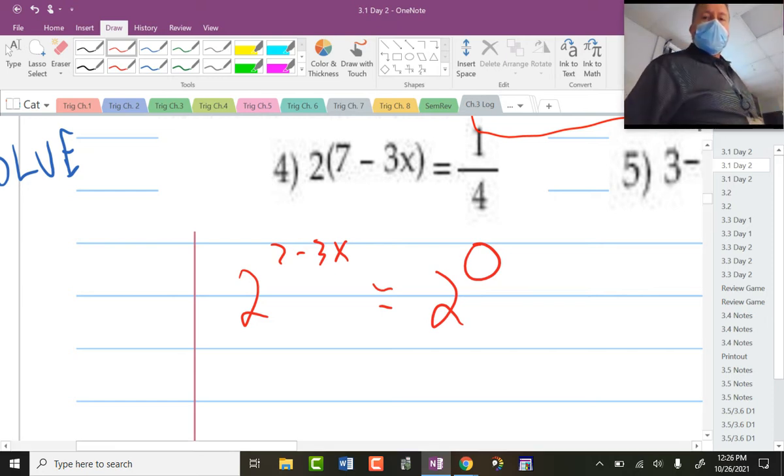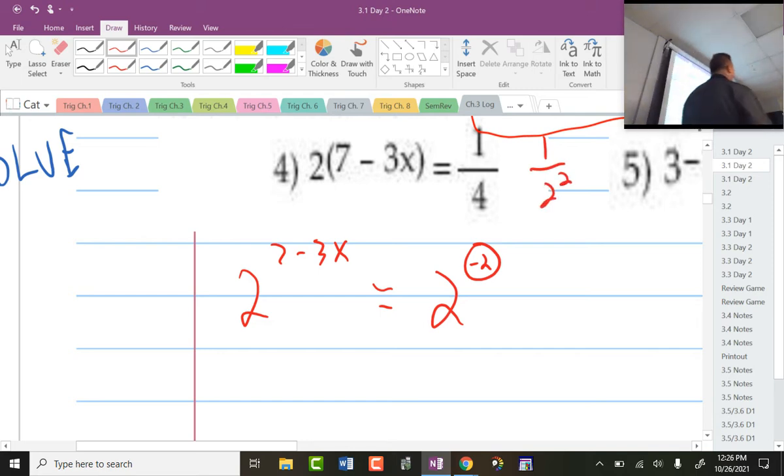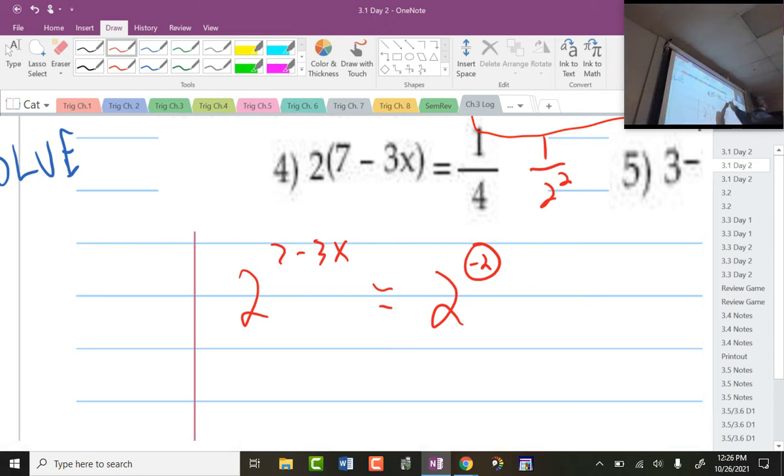You are correct. It's 2 to the negative second, and I can't explain that anymore. You either know the rule or you don't. You either do it or you don't. At this point, it's on you to figure that out. 1/2 squared is what 4 is, but now I got to get it to be 2 to a power. That's the negative exponent rule employed.